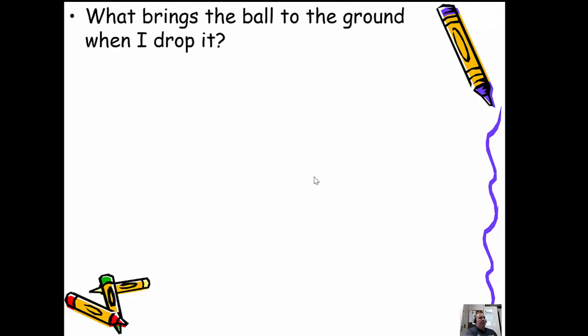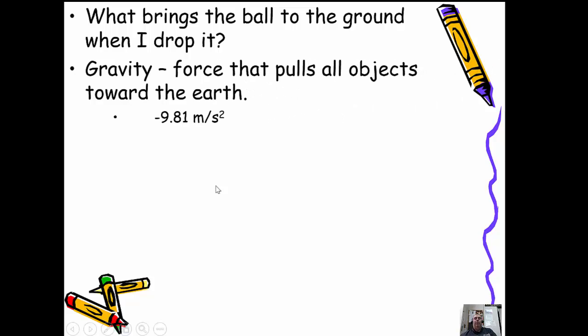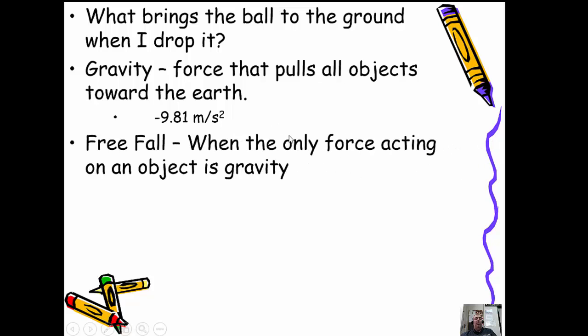So when we talk about this ball, and I take this ball and I let go, of course you've told me before that it's gravity that's going to pull the object downward. Gravity's value is going to be negative. The negative just indicates downward, and it's going to accelerate downward at negative 9.81 meters per second squared. Free fall is when only gravity is affecting the object.